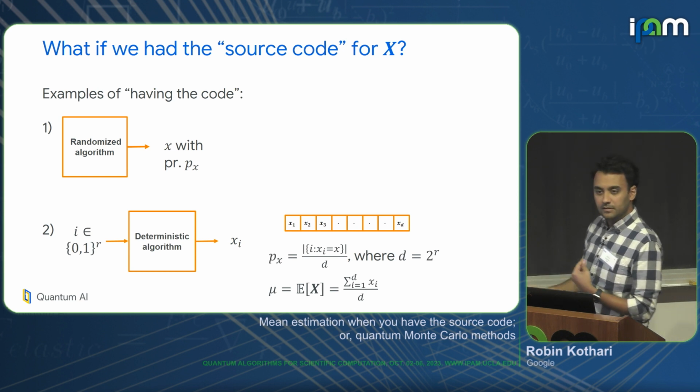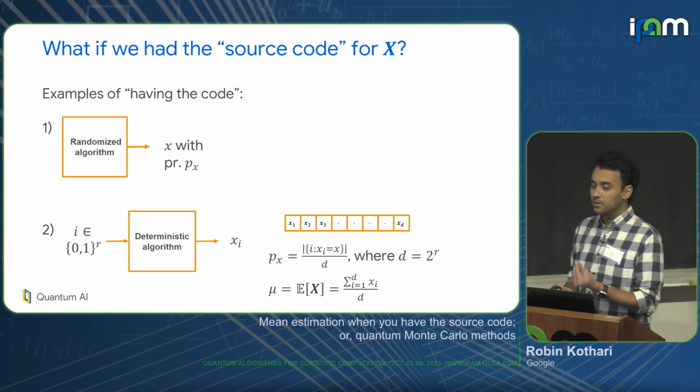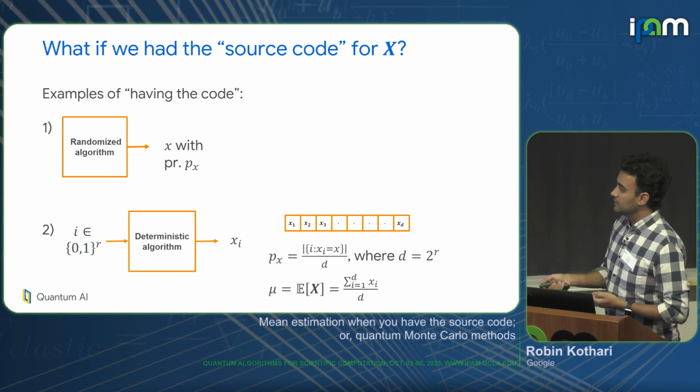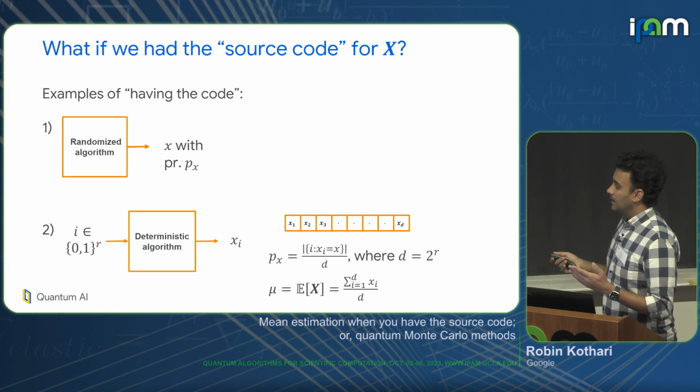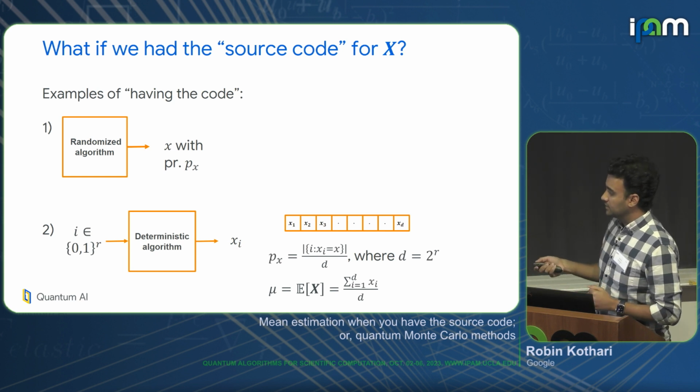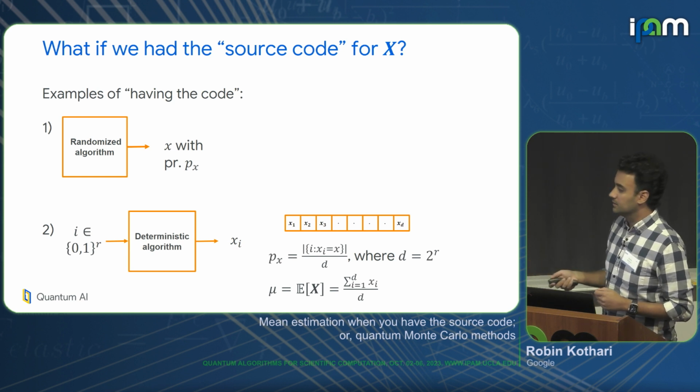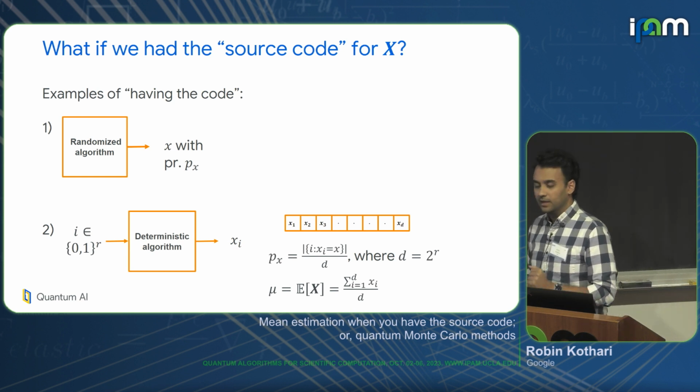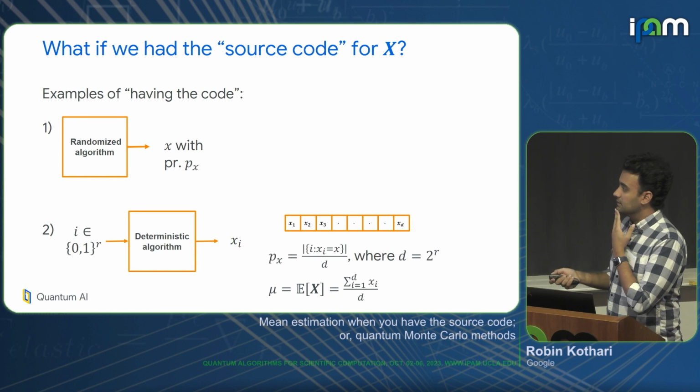If you have a randomized algorithm that outputs some number x with probability px, you can always convert it to this form. So for the rest of the talk, I'll just consider this situation over here because it's going to be conceptually cleaner to work with. But this is okay as well.